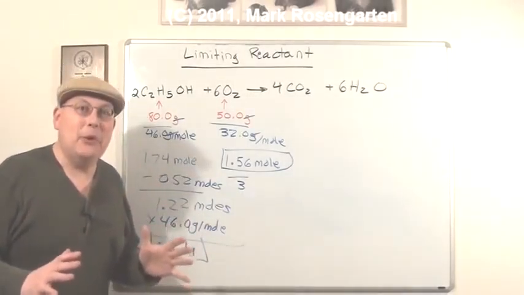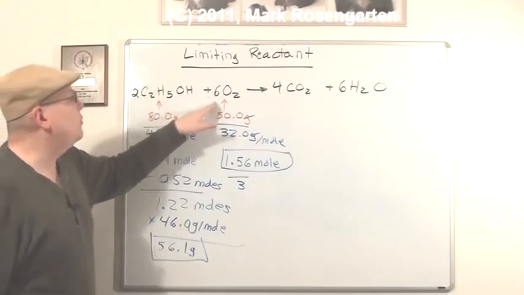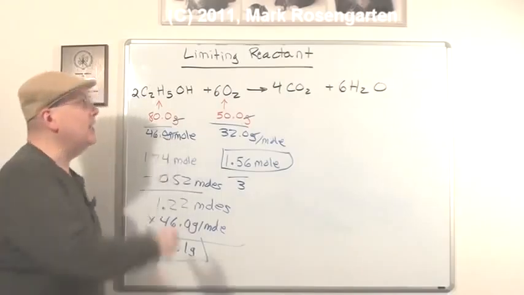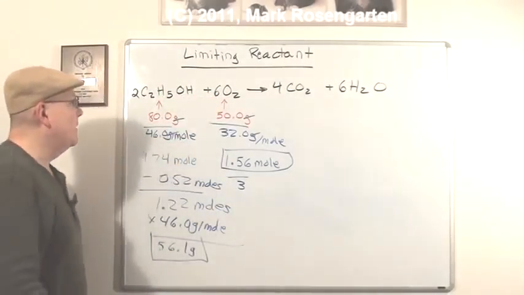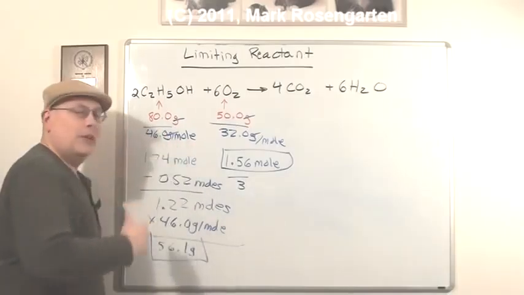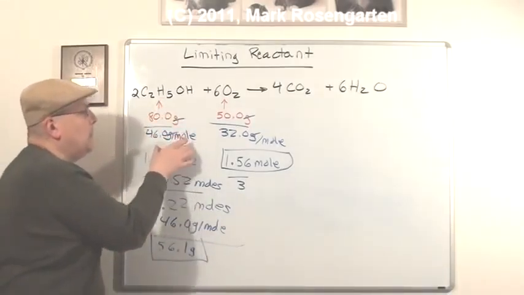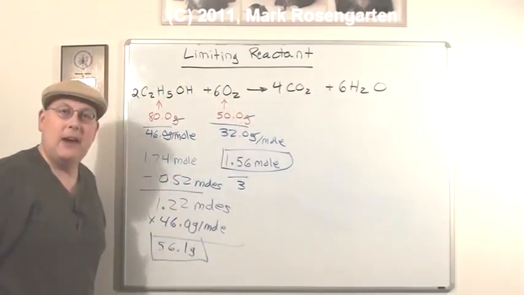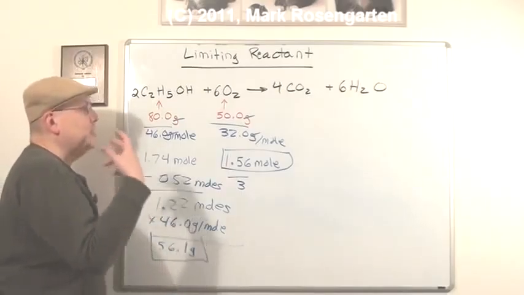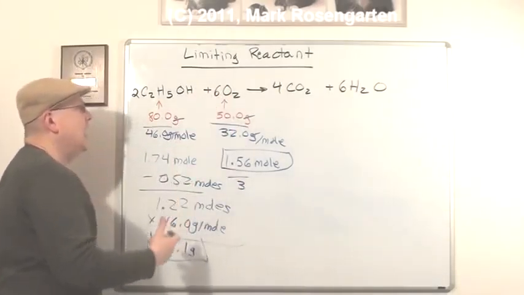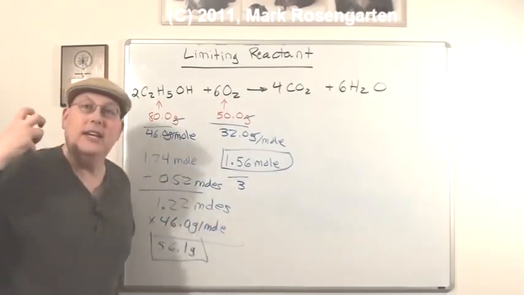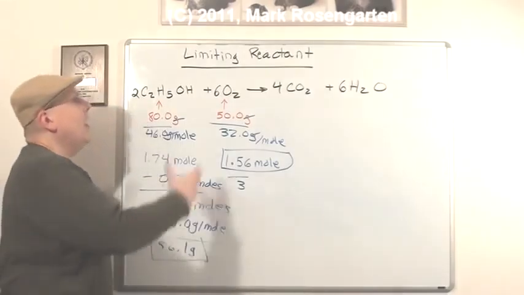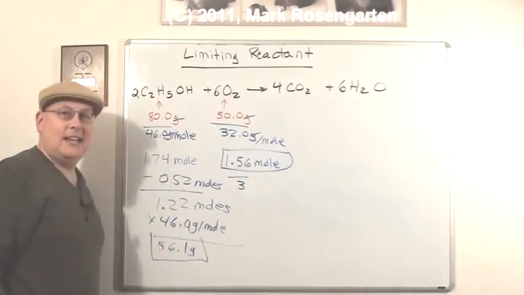So just to recap what I did here, I'm making use of the ratio between the reactants. It's a 2:6, or simplified 1:3 ratio. So if I want to find out which one is the limiting reactant, I have to convert both of them into moles and then use that ratio to compare. Theoretically, it should take 3 times as much oxygen as it does ethanol. We're talking in terms of moles because this is a mole ratio. So the oxygen is the limiting reactant.